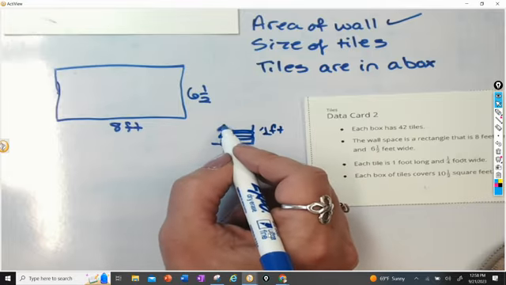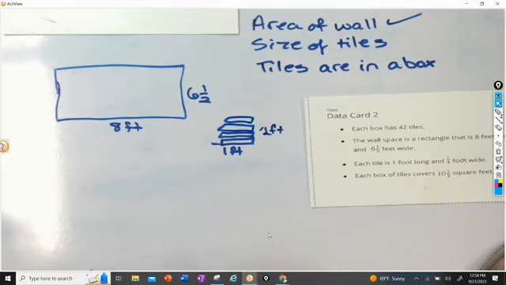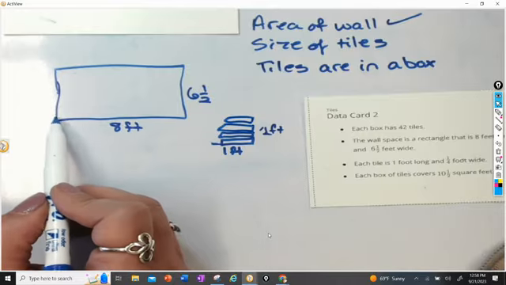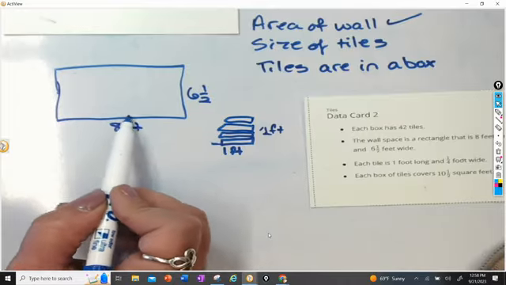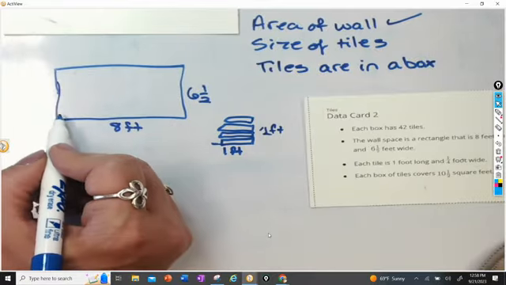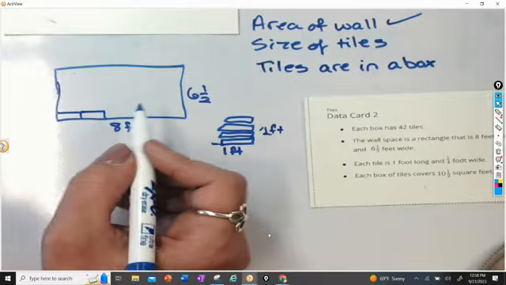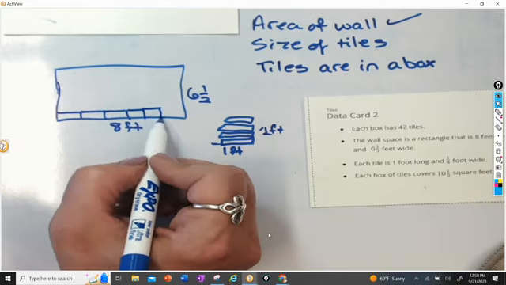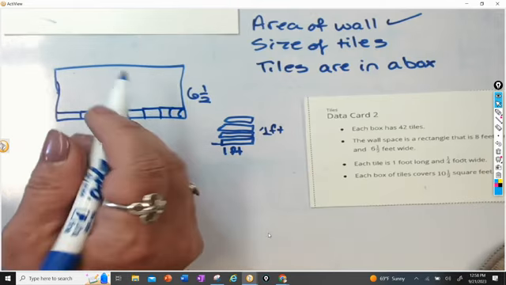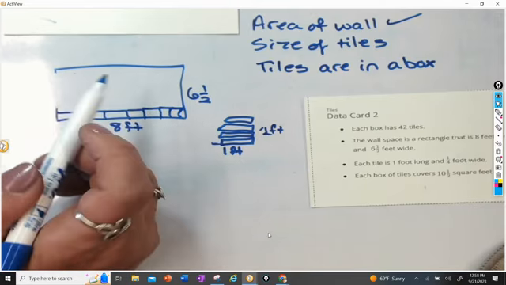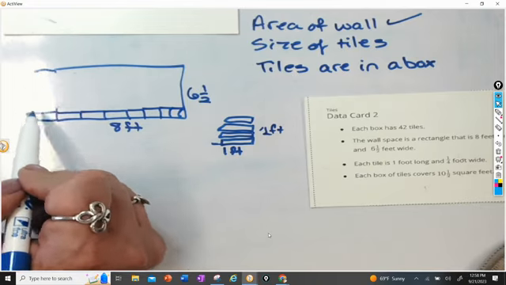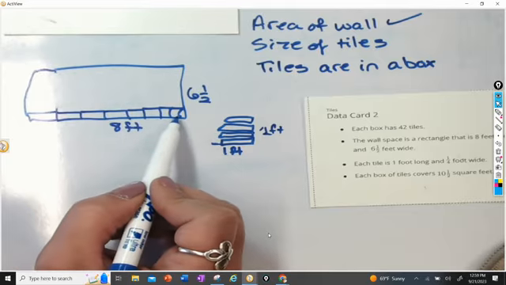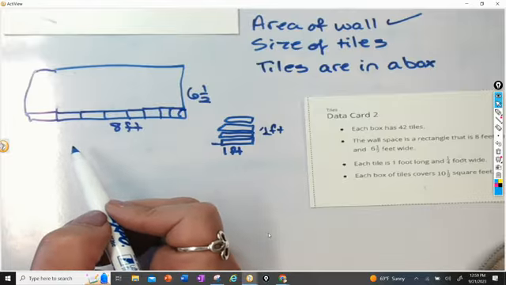2, 3, 4, right? So to go along this bottom part, how many tiles will I need to go along the bottom? I will need 8, because they're each 1 foot long. So 1, 2, 3, 4, 5, 6, 7, and we can move this along a little bit, widen it, 8. Okay, so I'm going to need 8 tiles across the bottom. I'm going to pretend they're all the same size.